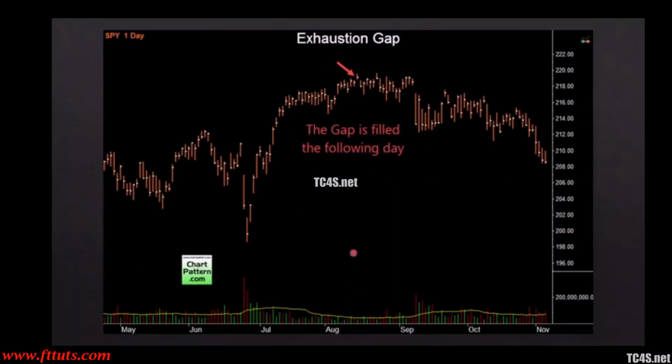Now, there's another kind of gap, which is called an exhaustive gap. Right up here, you'll notice price closes and the open and low of the next day is higher, leaving an open gap there. And the next following day, right above the red dot here, it closes the gap pretty quickly. That is exhaustion. That means that buyers are exhausted. They had been strong, and then now they're exhausted.